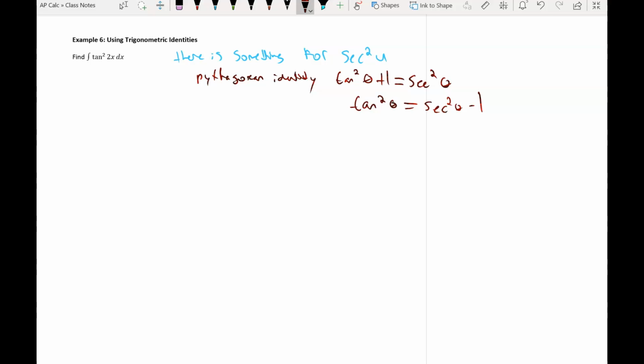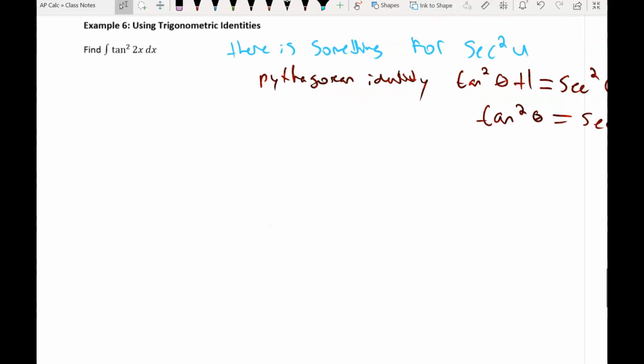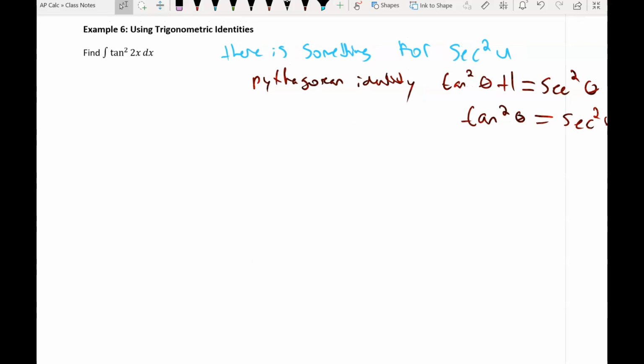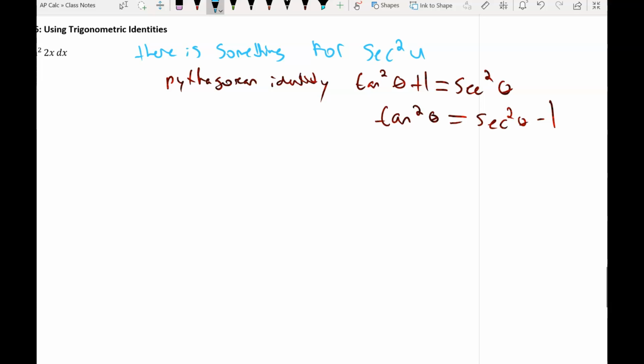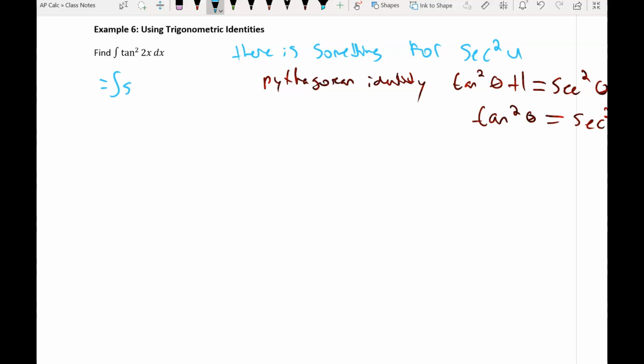The reason we're doing this is because we know that the antiderivative of secant squared is tangent. We can evaluate that. So we're going to go back up here, and using this Pythagorean identity, we're going to rewrite this integral. This integral is the same thing as the integral of tangent squared of 2x. Tangent squared of something is the same as secant squared of that something minus 1. So this is the same as secant squared of 2x minus 1 dx.